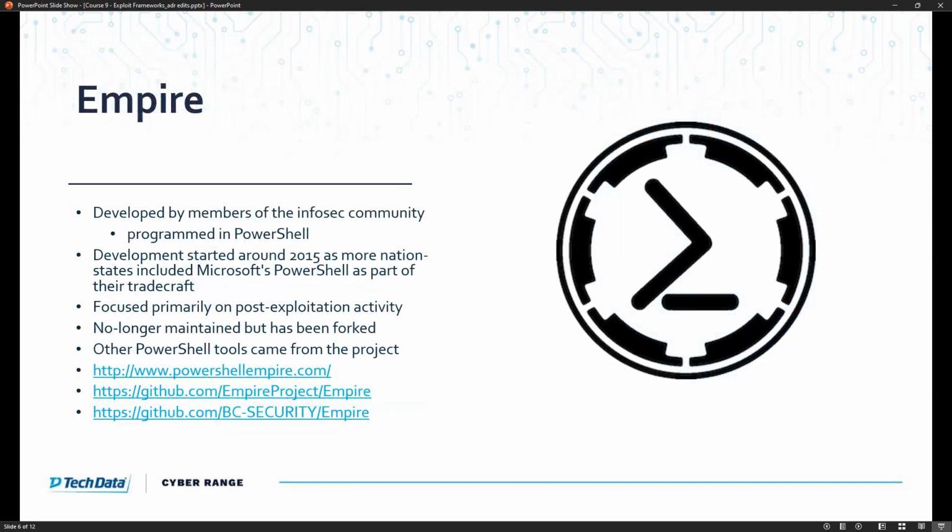Next is Empire. Empire was developed by members of the InfoSec community around 2015, when defenders started to see more and more nation-state attacks using Microsoft's PowerShell for living off the land measures as part of their tradecraft. Empire was developed to help not only penetration testers and offensive security engineers better emulate threat actors, but also for defenders to be able to see what it might look like if certain types of measures were taken in an environment from a living off the land perspective. It primarily focused on post-exploitation activity.